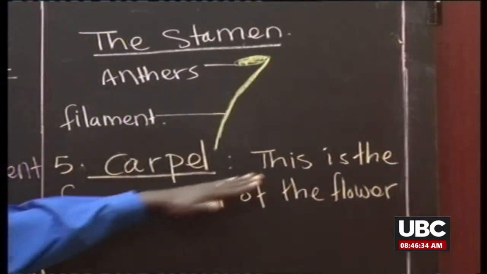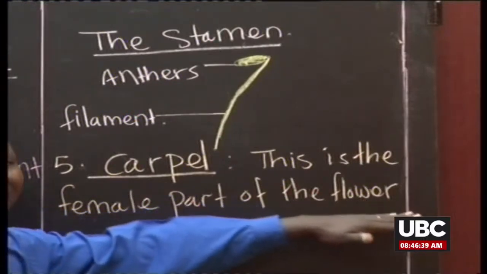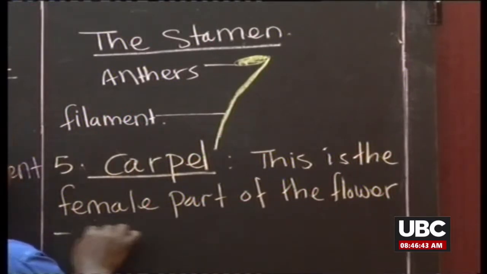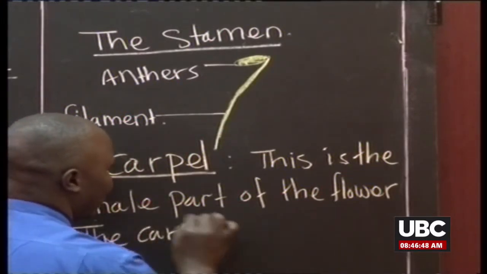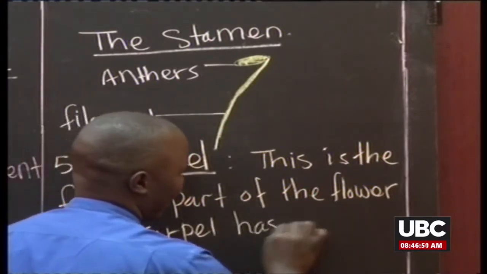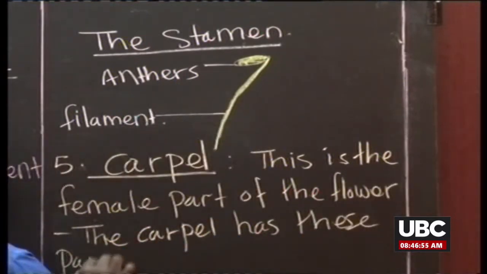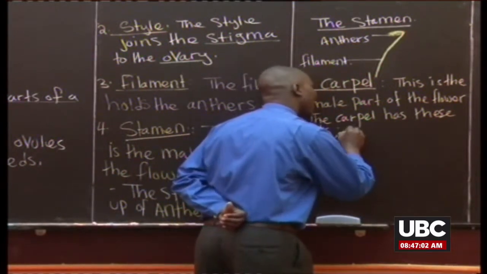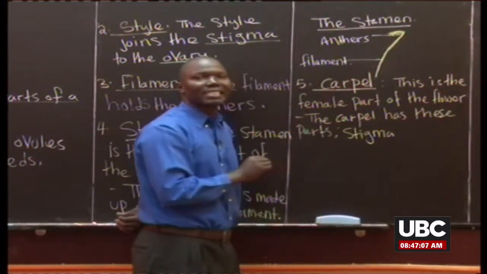The carpel, this is the female part of the flower. What are the parts? The carpel has these parts. Which are the parts? Again, children, the first one is going to be the stigma. Children, the stigma.